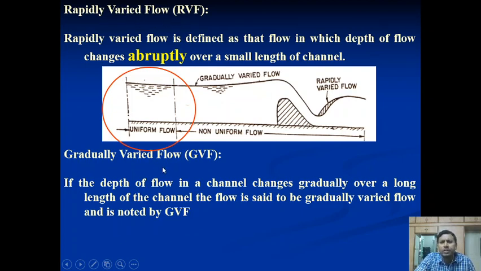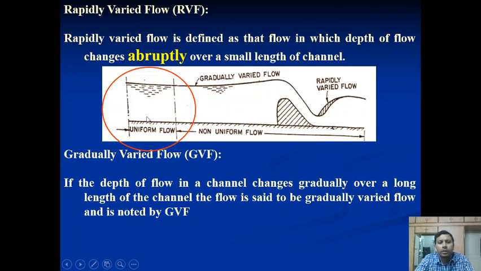And mostly the gradually varied flow, which is generated at the upstream side of the channel, is where the depth of the flow in the channel changes gradually over a long length. So over the long length of the channel, the flow is said to be gradually varied flow. And shortly we call it GVF, and the other one RVF. But this portion we are going to learn in part 2, in the form of the non-uniform flow.